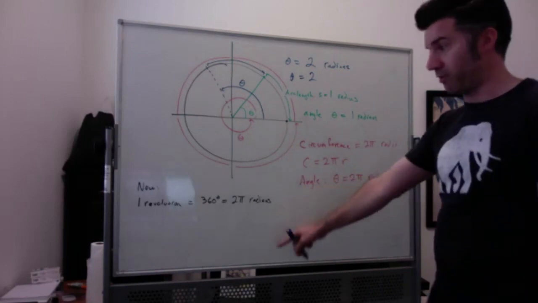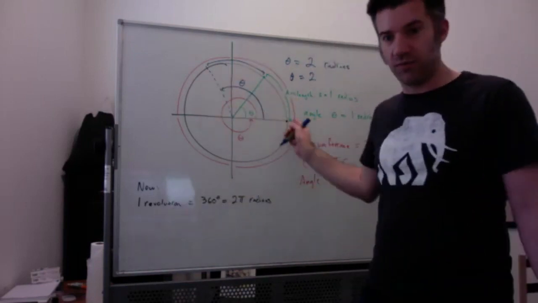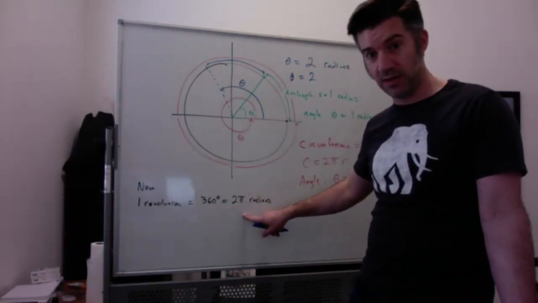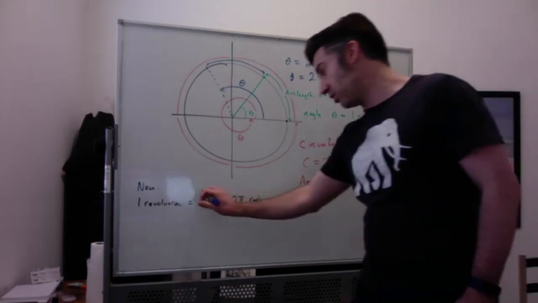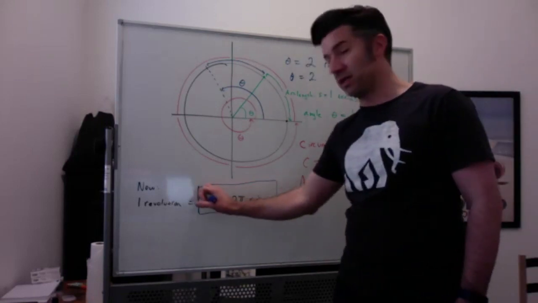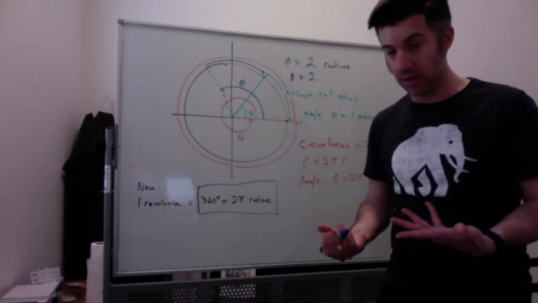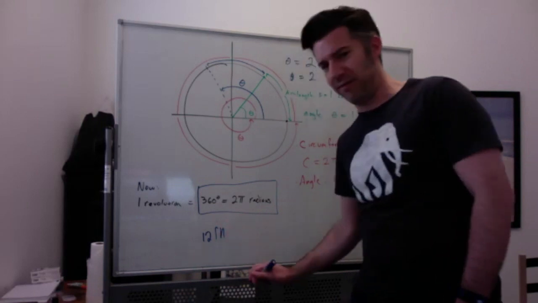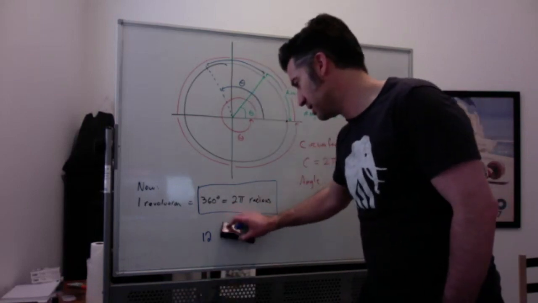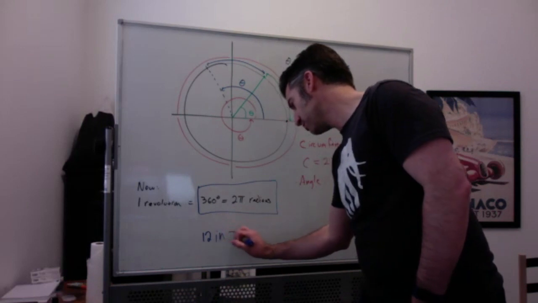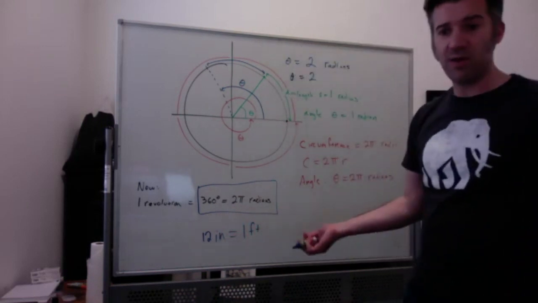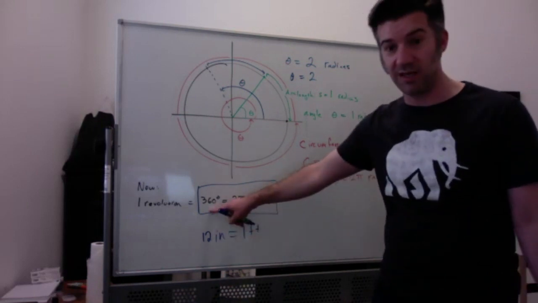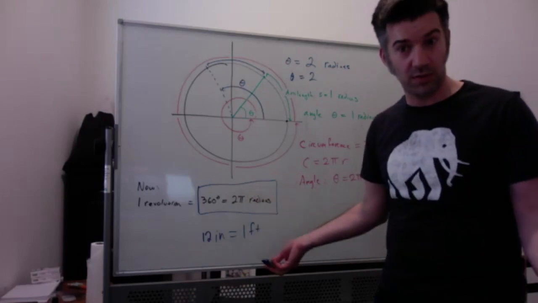And then I also wrote over here, 1 revolution, which is 360 degrees, and it's equal to 2 pi radians. This is a very common thing to make note of. 360 degrees and 2 pi radians are equal to each other. In the same sort of way, 12 inches equals 1 foot. They're equal, but they have different units on them. This is in degrees, this is in radians, but they're still equal to each other.